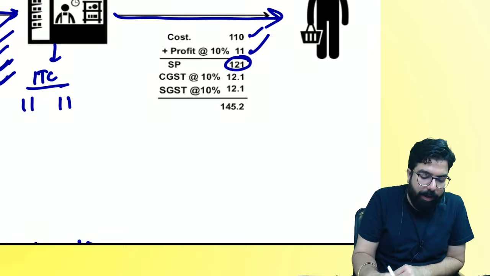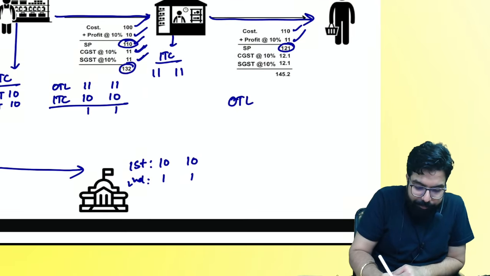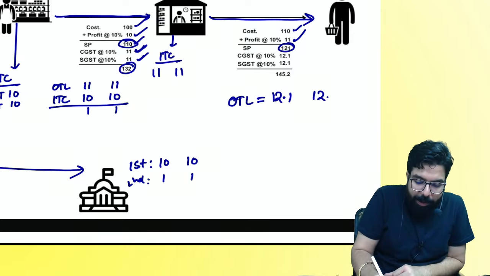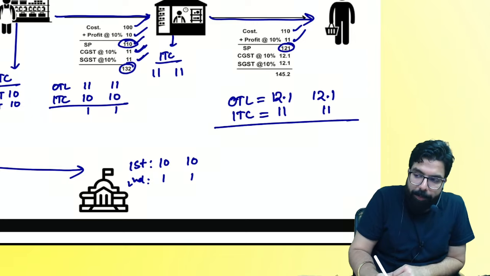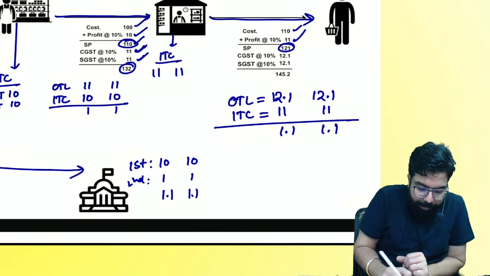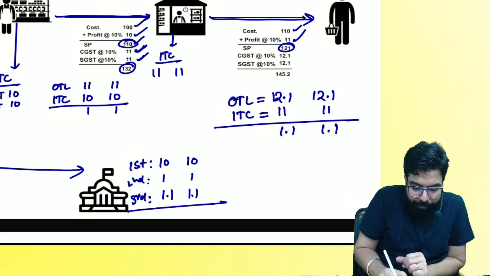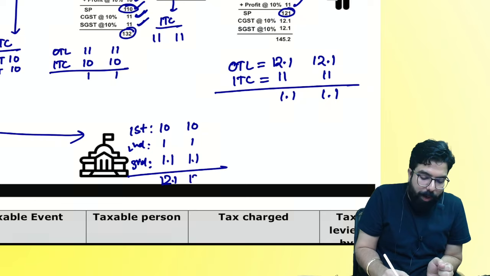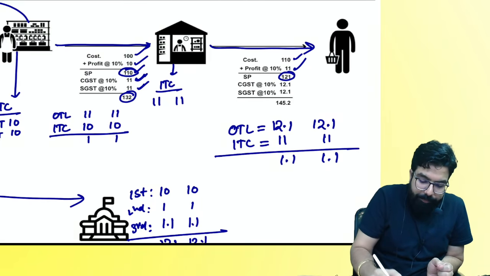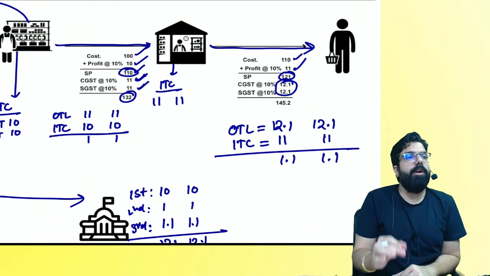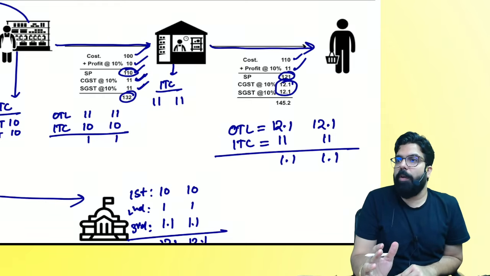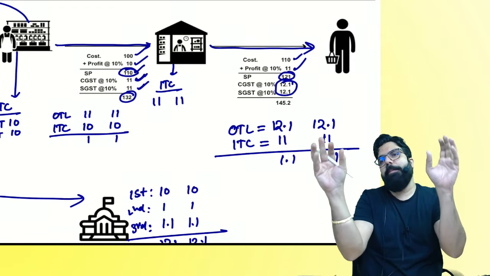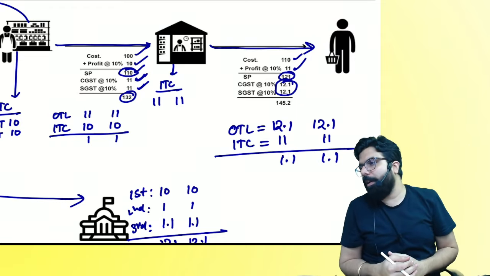Selling price 121. Can you tell me output tax liability? 12.1 and 12.1. Input tax credit. Can you tell me how much to pay to government? 1.1 and 1.1. Third stage. Correct, everyone? Can you tell me how much government got? 12.1 and 12.1. How much did the customer pay? Did we already understand this? Sure, everyone? There I had given you together, now I have made it separate. Is my point clear to all?